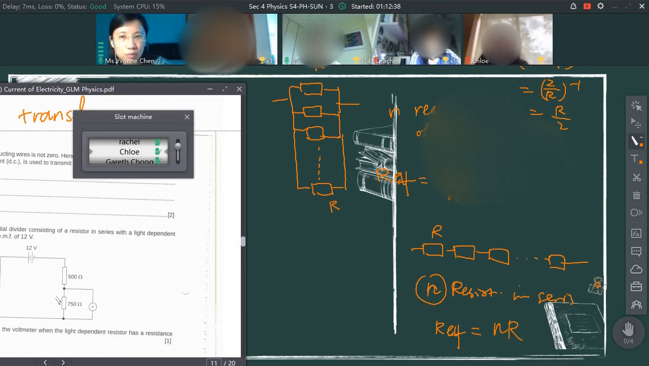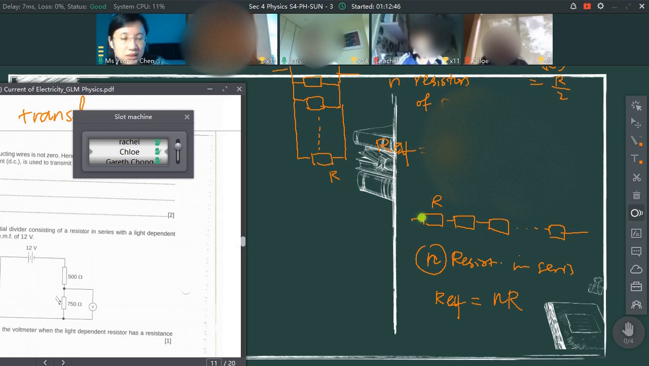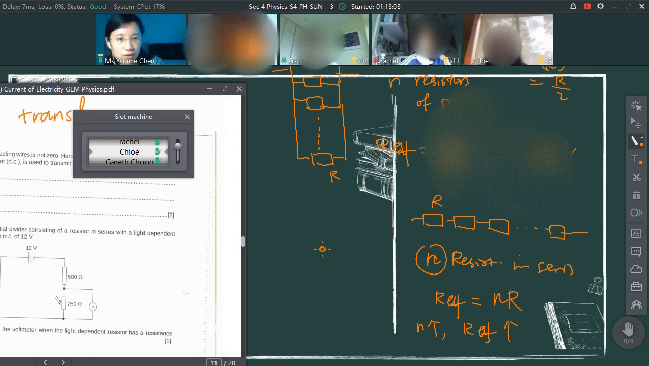So the more resistors we have connected in parallel, the smaller the effective resistance. If we have more resistors connected in series, the greater the effective resistance. Basically, as N increases here, R effective will decrease. For this case, if R increases, the R effective will increase. Take note of that. It's an important formula.